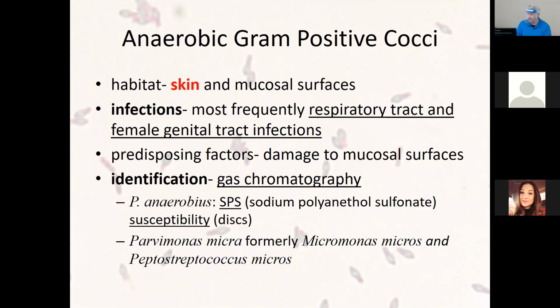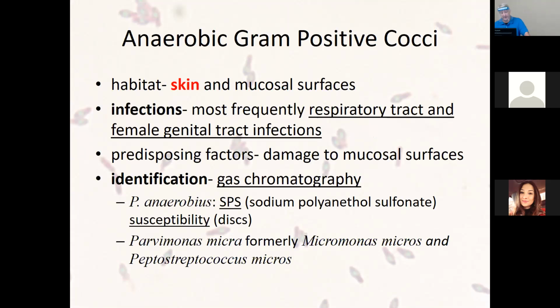Again, skin and mucosal surfaces. Infection, most frequently respiratory tract and female genital tract. Damage to the mucosal surface. And to ID these, we're going to use gas chromatography. That's new. I don't think we've talked about gas chromatography.